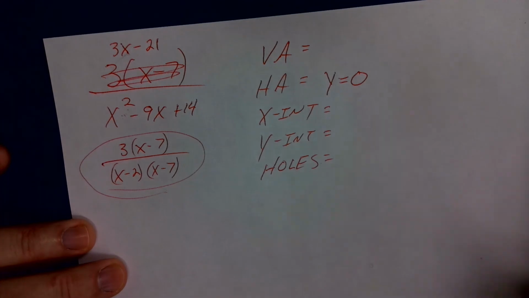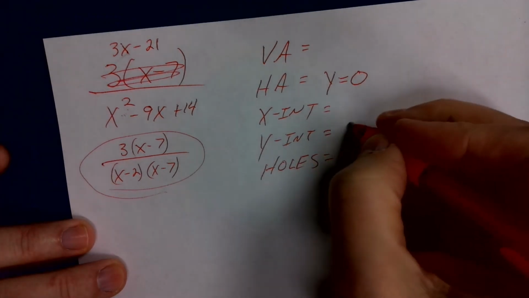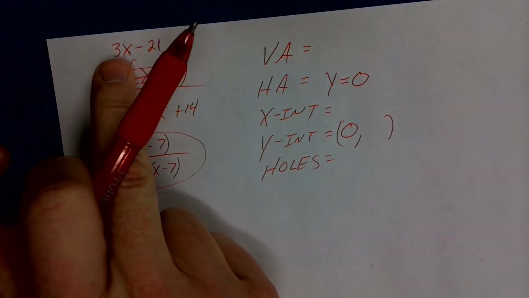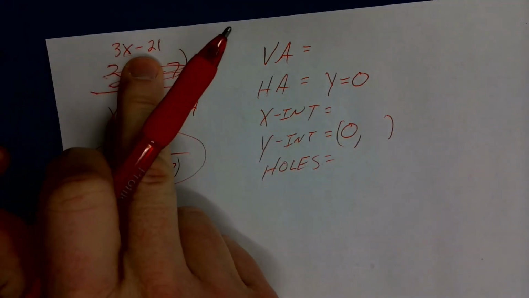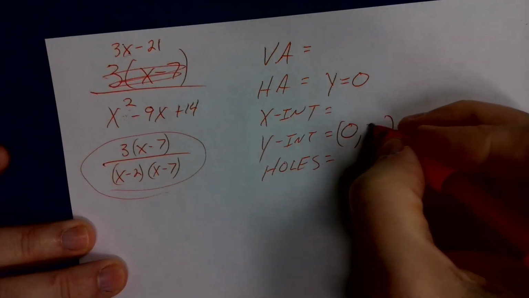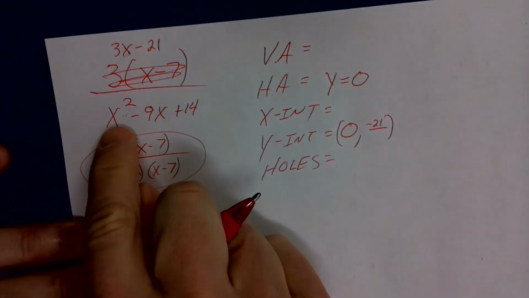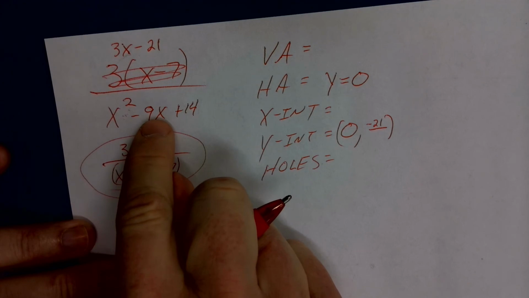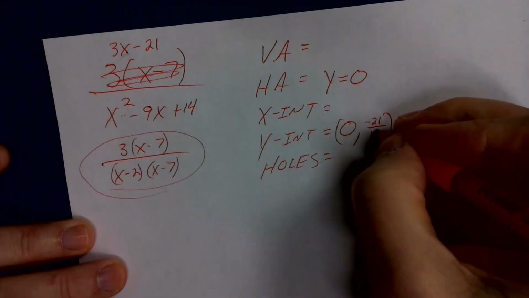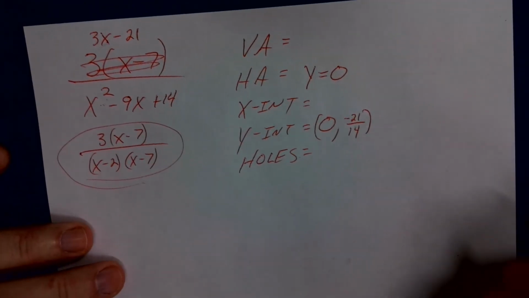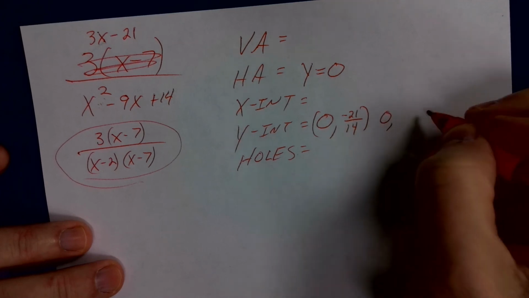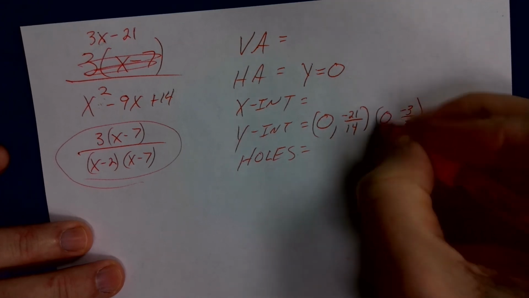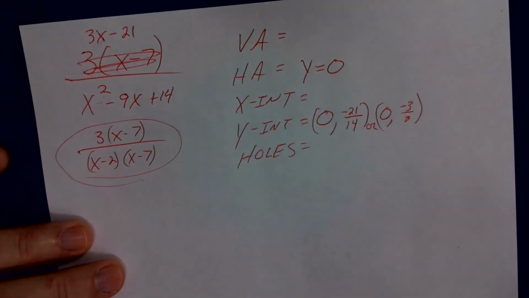Okay, the other thing I can do is my y-intercept. My y-intercept is when x equals 0. So I simply plug 0 into this, and 3 times 0 is 0, so I get negative 21. That's my numerator. And then plug 0 into this, and x squared, 0 is 0, and minus 9 times 0 is 0, so I get 14. Negative 21 over 14. Now, if you want to, you can go ahead and reduce that. That becomes negative 3 halves. Or you can leave it just the way it is.